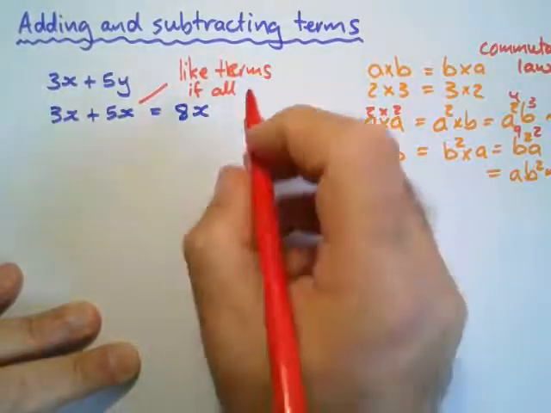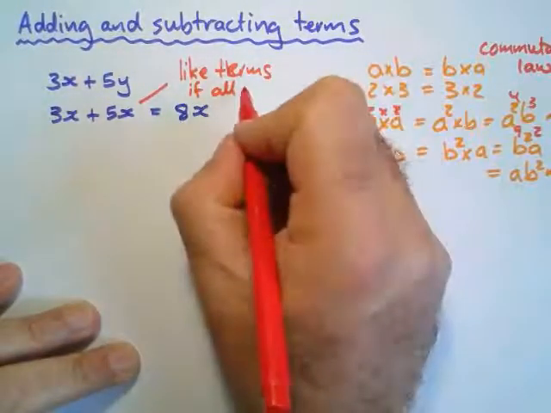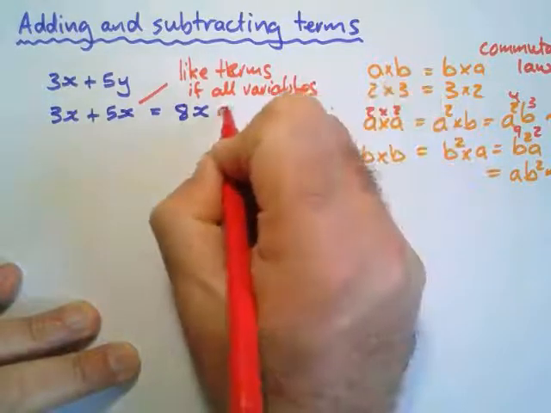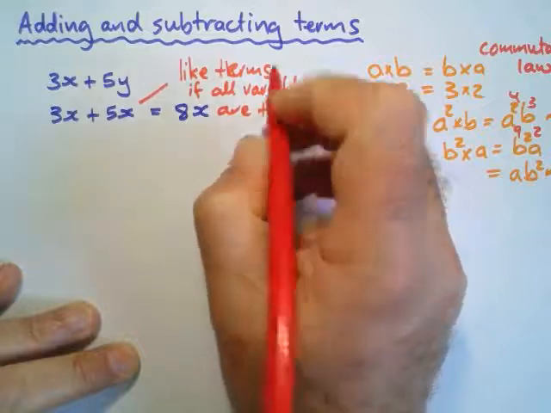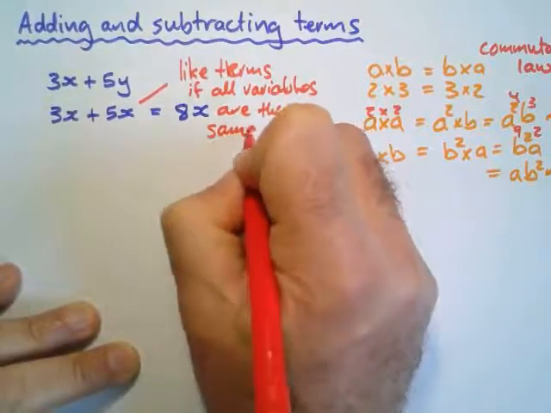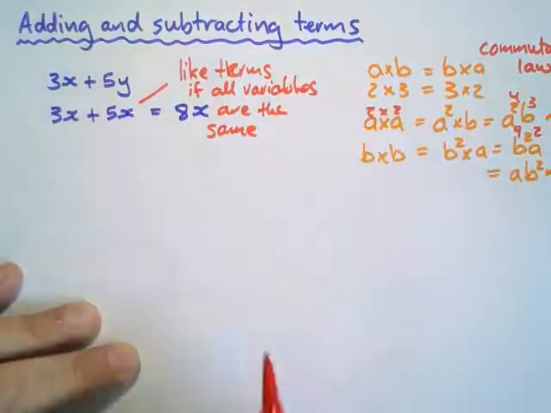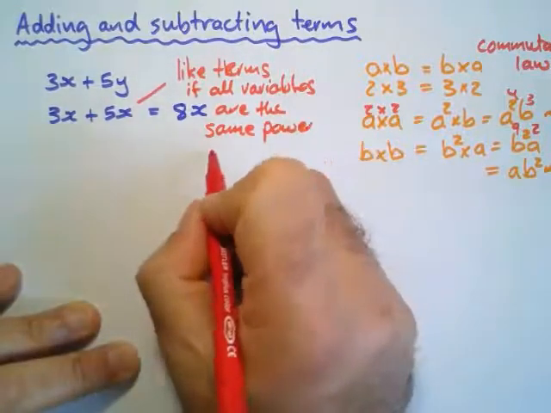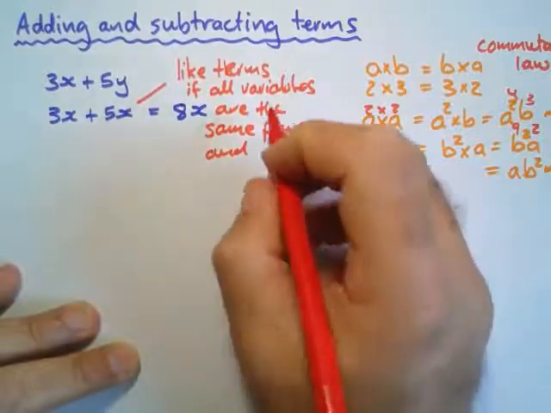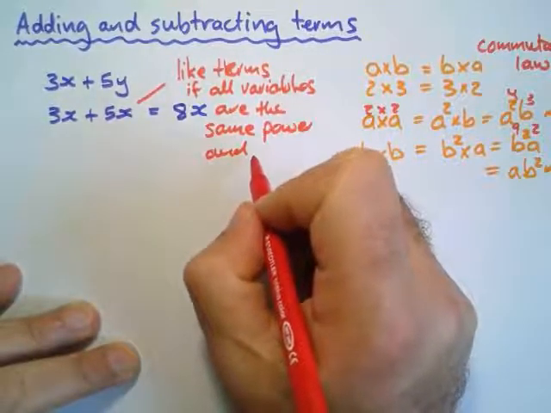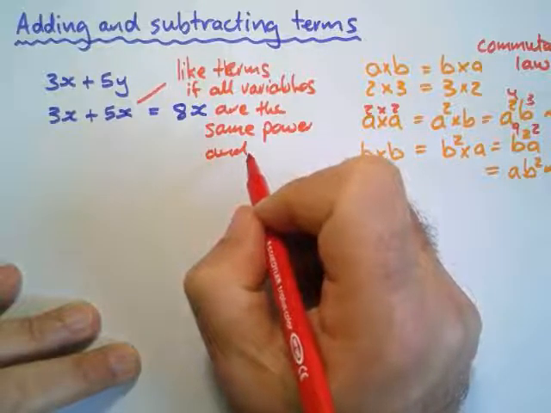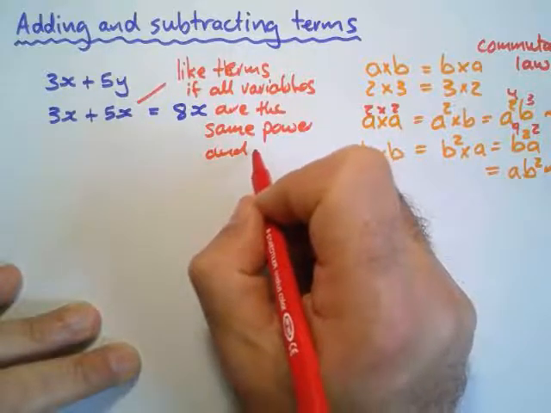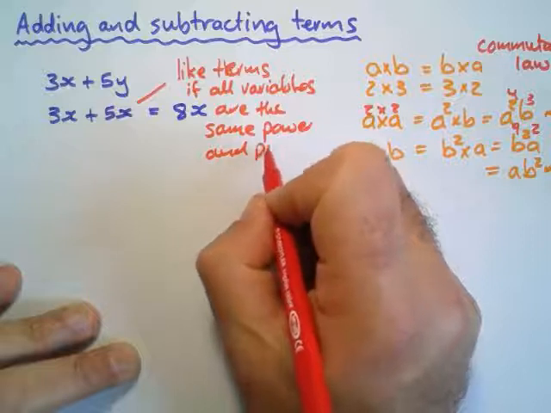Like terms, okay, so it's like terms if all variables or pronumerals are the same, to the same power. What else can you say? The same power and the same pronumeral.